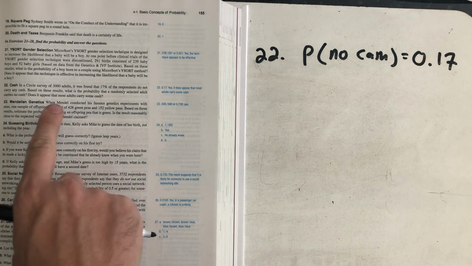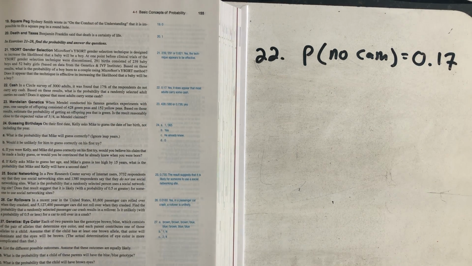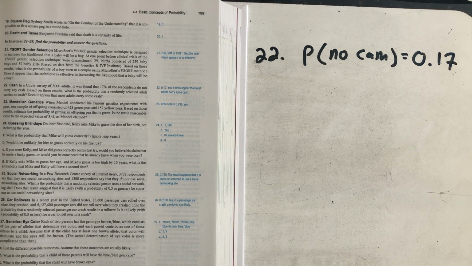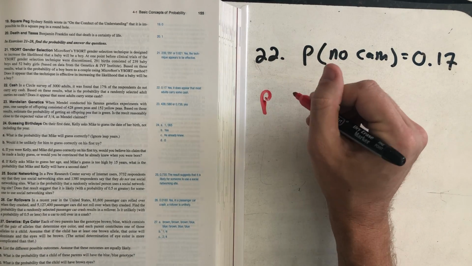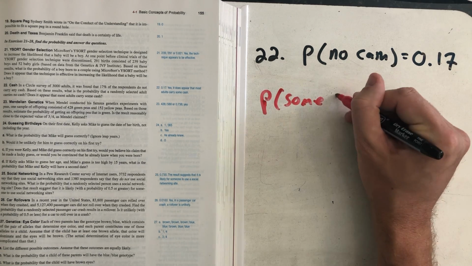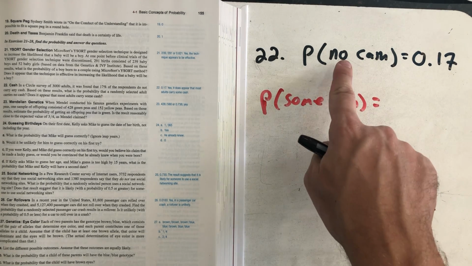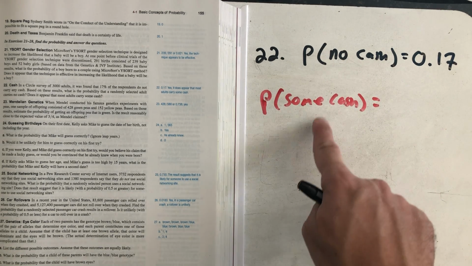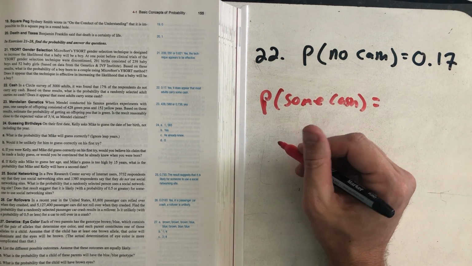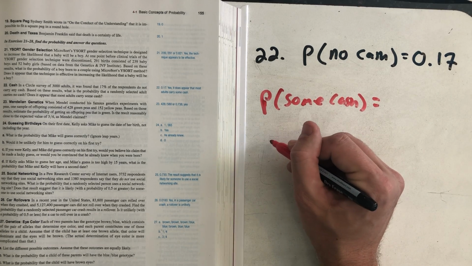And then we're asked, does it appear that most adults carry some cash? This makes us think about a different probability. Well, what I'm thinking about is that these are opposites. I either carry no cash or I have some cash. And in probability, these opposites are called complements.